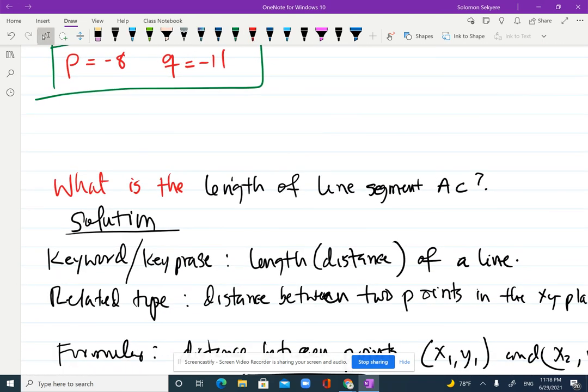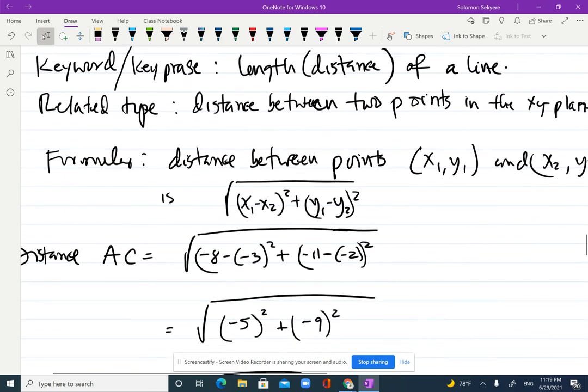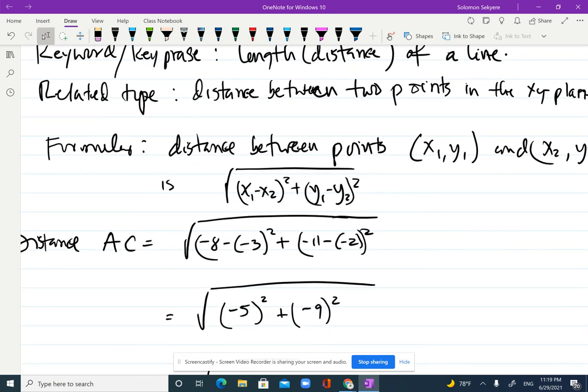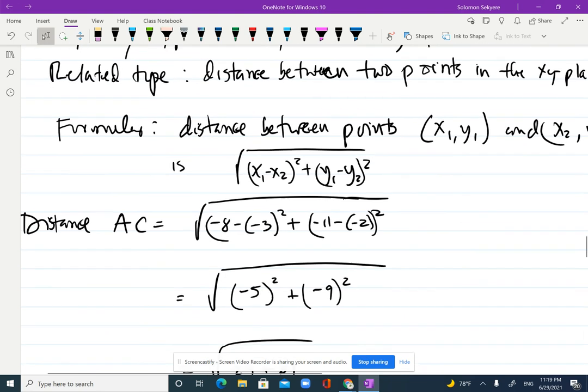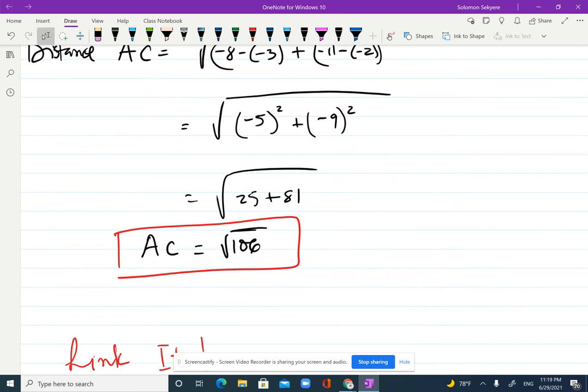What's the length of the line segment AC? Keywords: length or distance of a line. What is the formula? We learned in the previous lesson how to find the distance between 2 points. Write the coordinates, put them in the formula, and here is your answer.